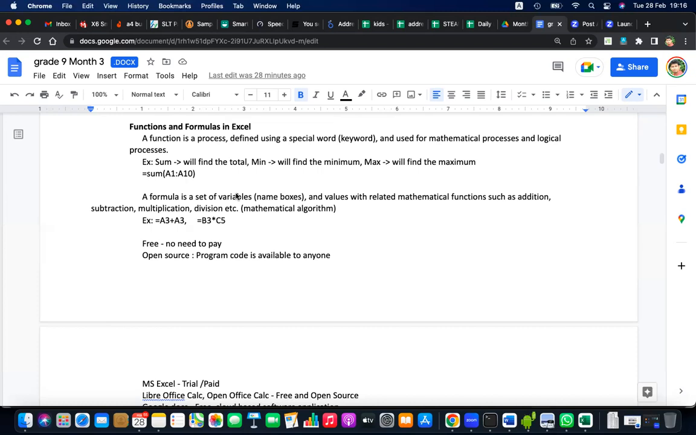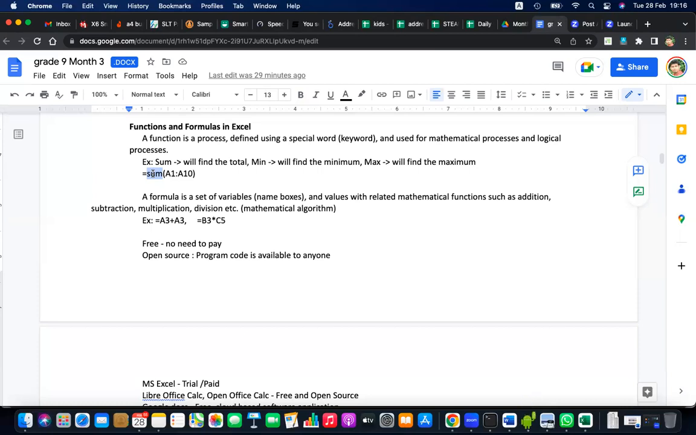And if you are using this with cell references, meaning cell addresses like A1, B1, you can see here the first one is a function: equals SUM(A1:A10) calculates the total from A1 cell to A10 cell. That is a cell range from A1 to A10, meaning A1, A2, A3, A4, A5, A6, A7, A8, A9, and A10. So it's calculating the total.